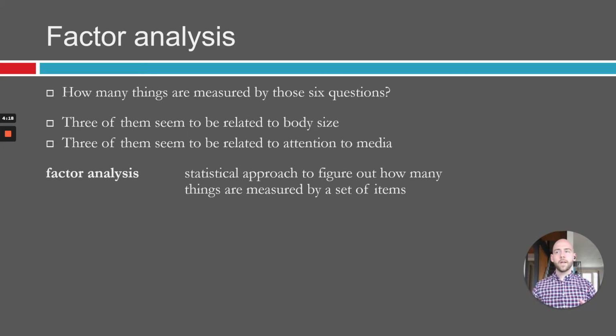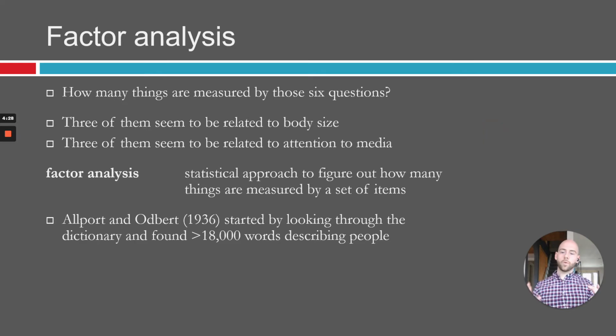So this broad statistical approach is how you can reduce the number of dimensions, the number of traits that we might use to describe people. Now, the early attempts at this from Gordon Allport, somebody we talked about in the social psych unit, and a collaborator in the 30s, found over 18,000 words in an English dictionary describing people. Obviously, that's untenable. You can't have that many traits and talk about them in a meaningful way.